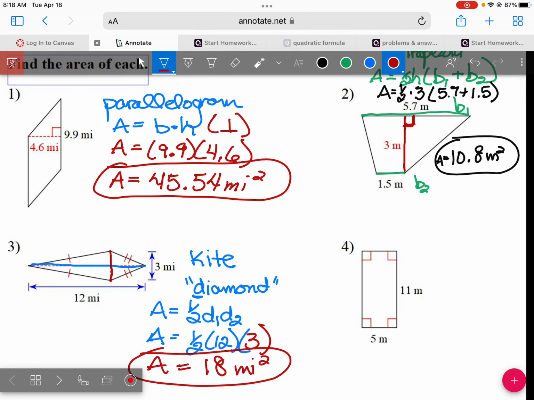How are we doing? Thumbs up? Pretty good? Any questions? Number 4, rectangle. Area of a rectangle. We really didn't talk about this, but I think we thought you knew it maybe from previous math courses. That's length times width. As long as your length and your width meet at a right angle, we can multiply 11 times 5 and get 55 meters squared.